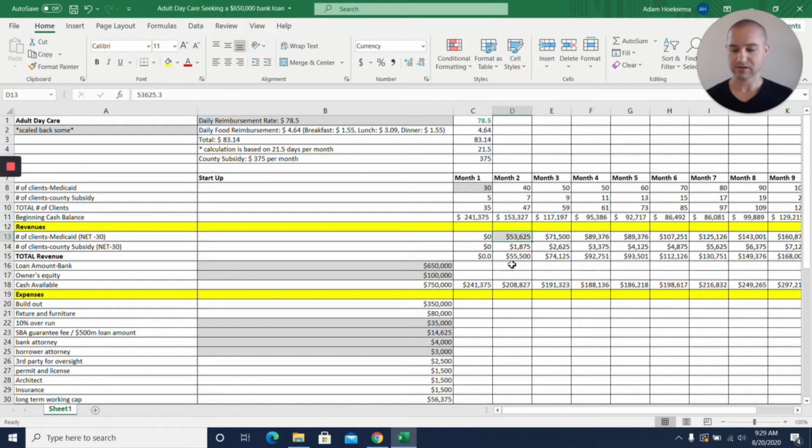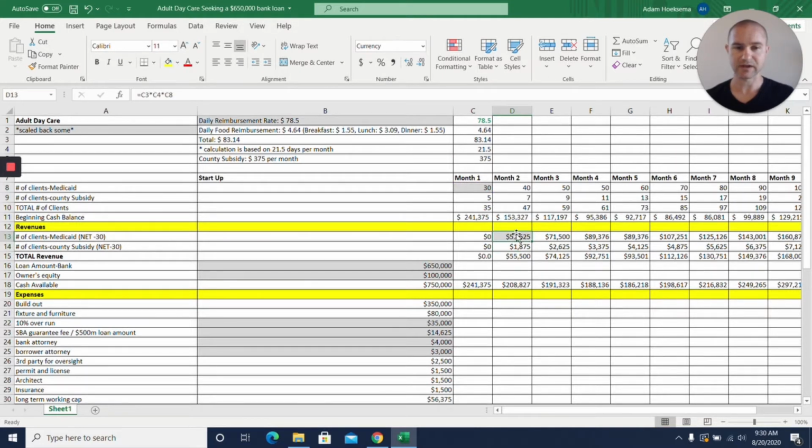Well, it turns out that actually the math does work, because I went through and said, okay, so this is number of clients on Medicaid. So if I did equals 83.14 times 21.5 days times 30, which is the number of clients on Medicaid, and there you go, you get the 53,625.